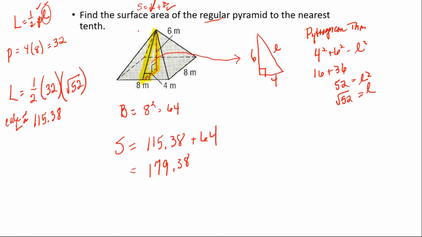So it gives me that. But remember, they said the nearest tenth. There's my surface area. Take it in pieces and parts.